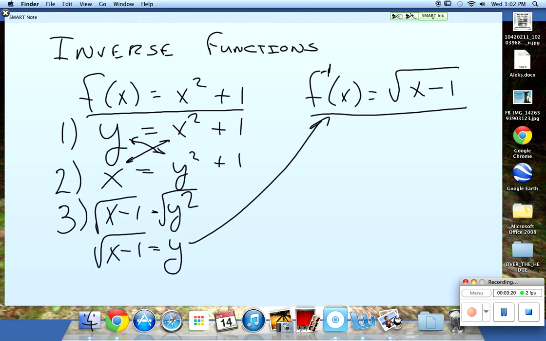So the inverse function of this is this. Now what does it look like when we graph it? That's what we're going to need to find out. Okay?